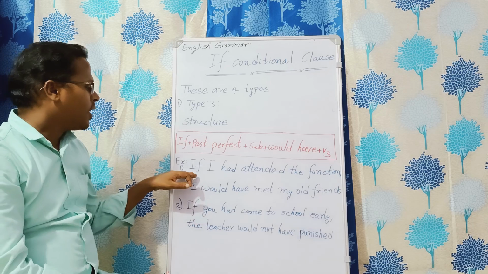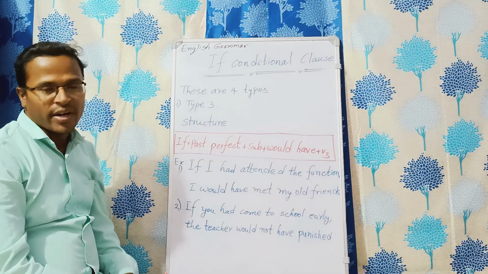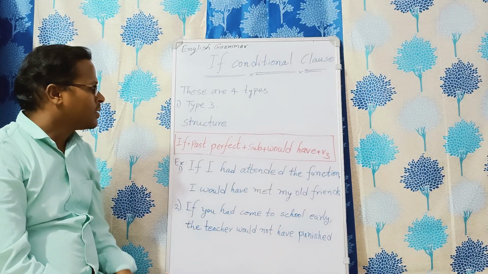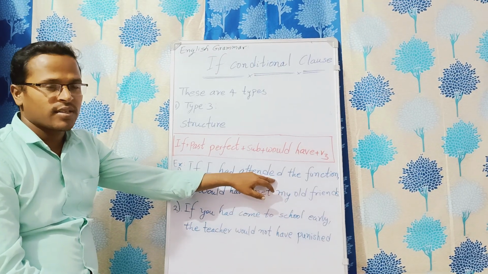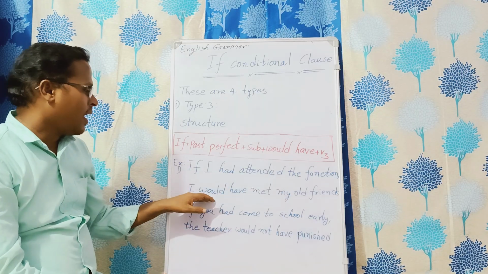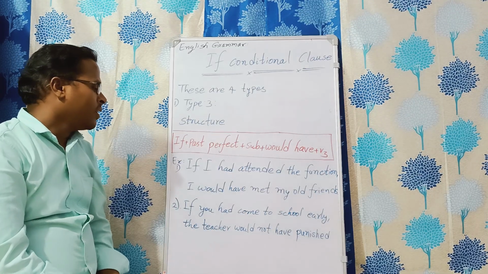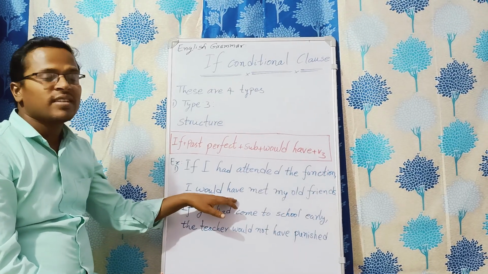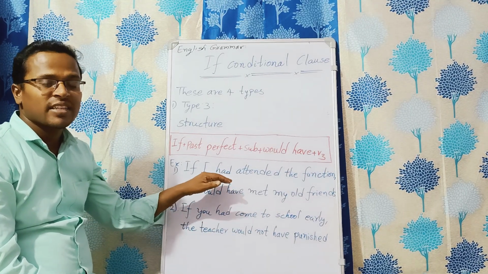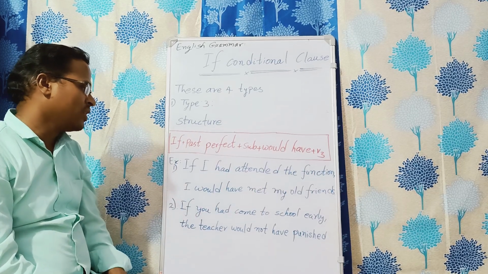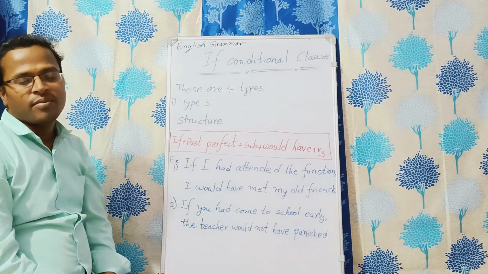See example, if I had attended the function, I would have met my old friends. Got it? See, if I had attended the function, it is the past perfect tense. And the consequence is I would have met my old friends. It means it was not happened. Just he was imagining. The speaker is imagining the situation. Okay, he didn't attend so that he didn't meet his friends.